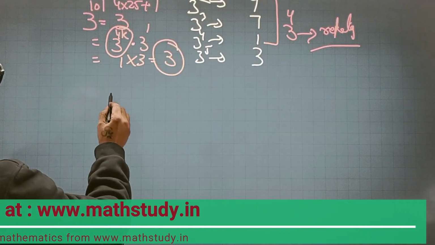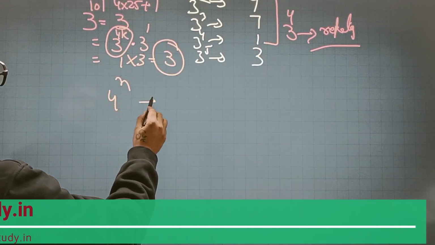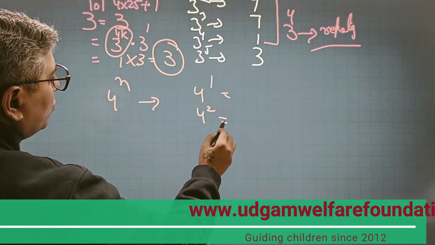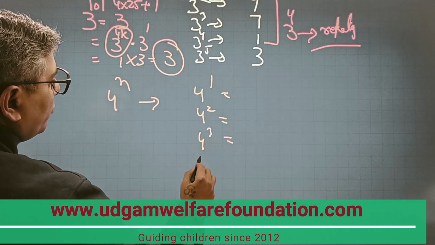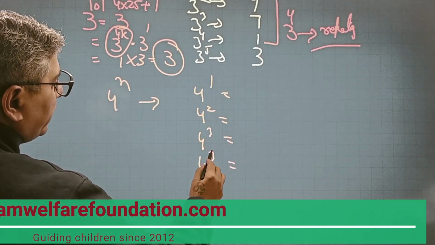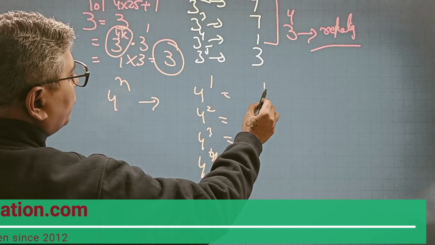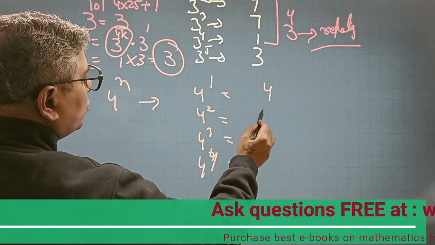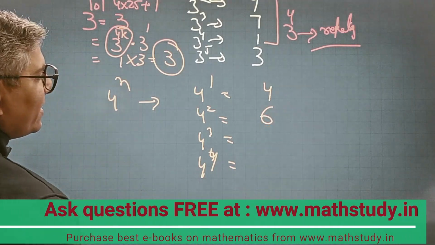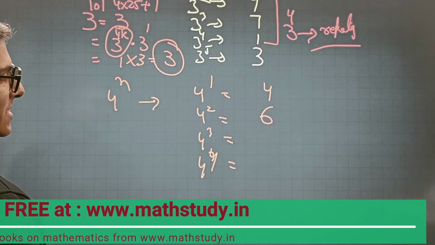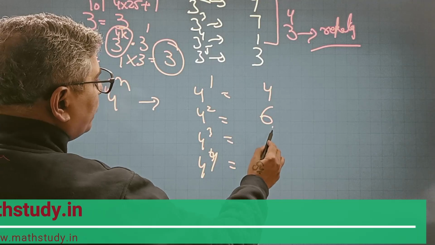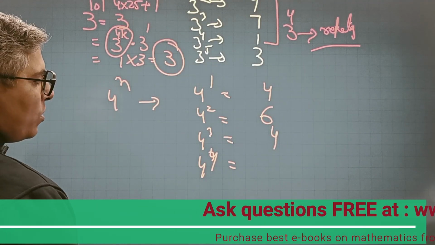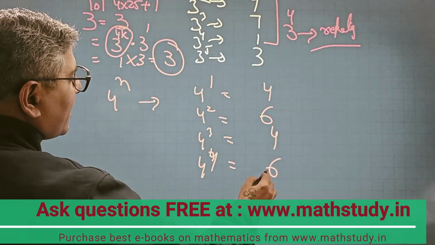So let's take 4 raised to the power n in a similar manner. Let's take 4 raised to the power 1, 4 raised to the power 2, 4 raised to the power 3, 4 raised to the power 4, right? So 4 raised to the power 1 will give you 4 at the unit place. 4 raised to the power 2 will give you 6 at the unit place, because 4 fours are 16. Then 16 fours are 64, which again gives you 4 at the unit place. Now this will again give you 6 at the unit place.